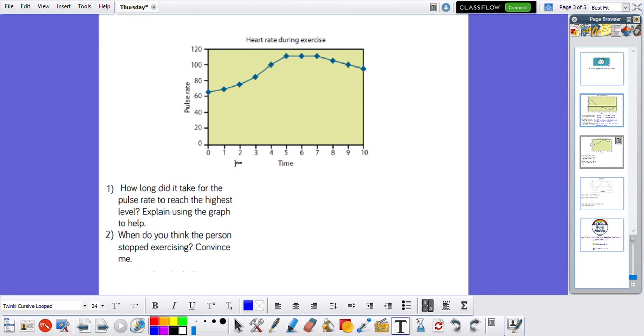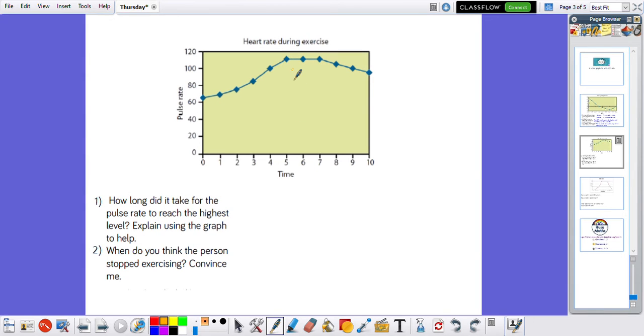Okay, so let's have a look at the first question. So it says, how long did it take for the pulse rate to reach the highest level? Explain using the graph to help you. Okay, so first we need to identify the highest level, and that looks like it's about here.